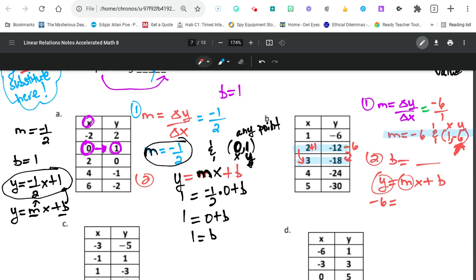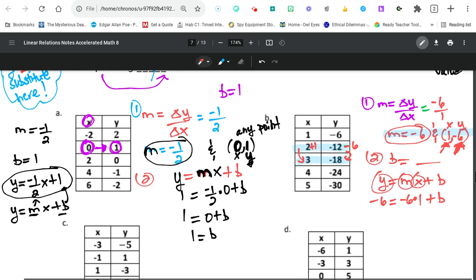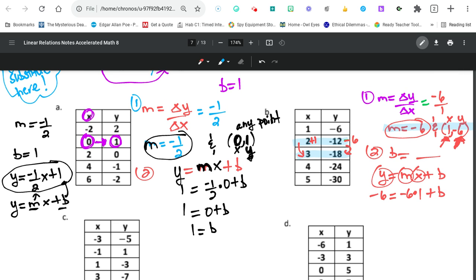Equals m. Well, m is negative 6 times x. Well, x is positive 1 plus b. So if you don't have an x of 0, you just got to plug in an m, an x, and a y so you can solve for your b. So you get negative 6 equals negative 6 plus b. Well, to solve for b, I got to get rid of that negative 6. I'm going to add 6 to both sides. So I know b is equal to 0.